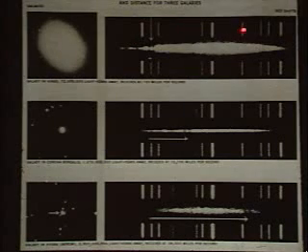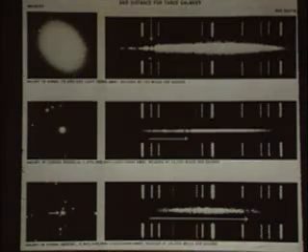And this is the comparison spectra taken in the laboratory. These lines are seen as dark lines, not as bright lines. We call them absorption lines. They are formed in the atmosphere of the star.